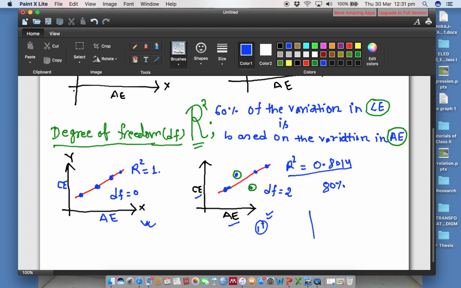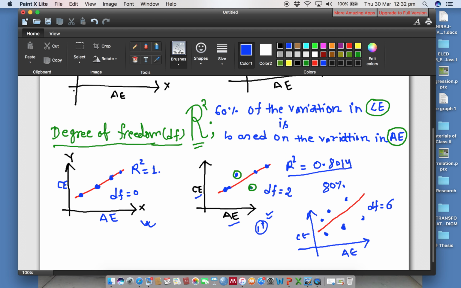Now let's take another example. This is also cognitive engagement, and this is affective engagement, and we have a trend line here. We have actual data points here, here, here, and here I have 6 actual data points. All 6 actual data points are not on the trend line, so the degree of freedom is 6.